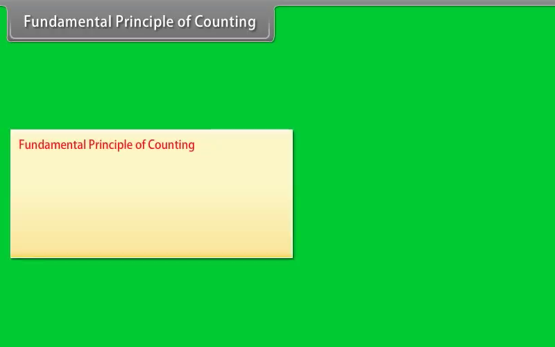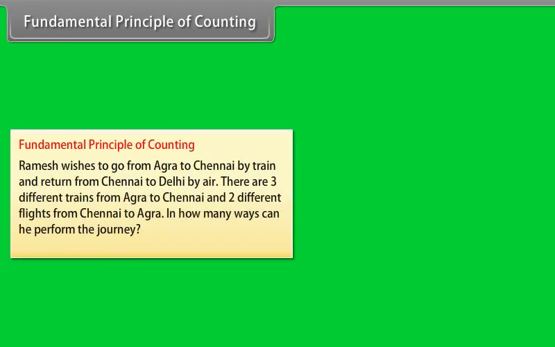Fundamental principle of counting. First, let's understand it with an example. Ramesh wishes to go from Agra to Chennai by train and return from Chennai to Agra by air. There are 3 different trains from Agra to Chennai and 2 different flights from Chennai to Agra. In how many ways can he perform the journey?